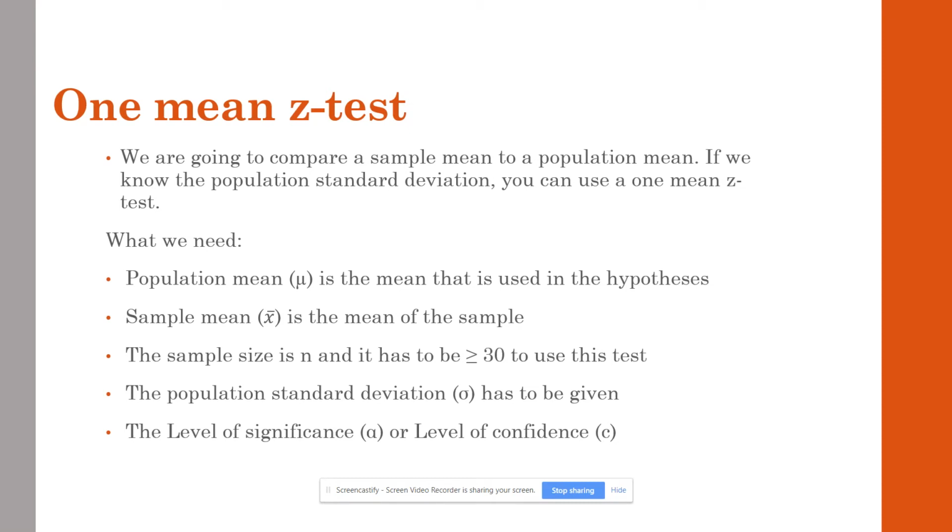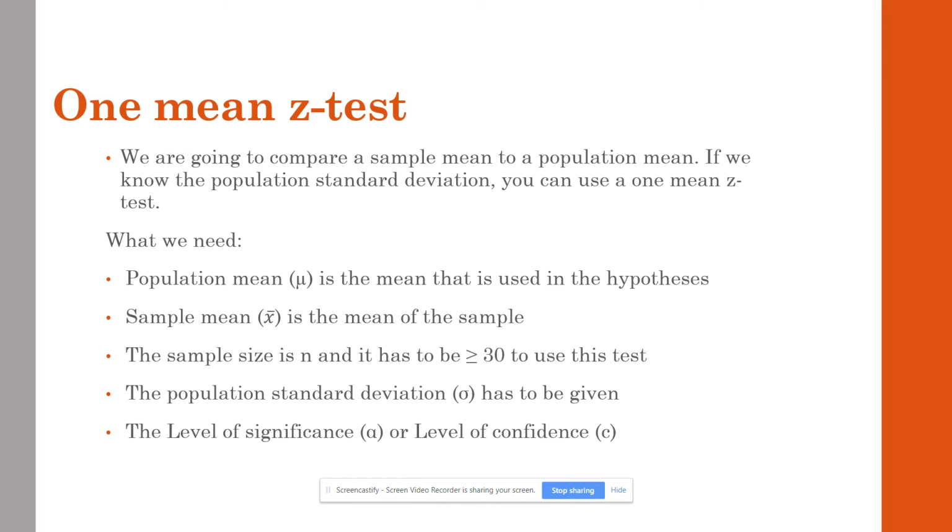So we're going to talk about one mean z-test. What we're doing in this is we're comparing a sample mean to a population mean. And if we know the population standard deviation, we can use a one mean z-test. So go back to Unit 2 when you learned about normal distribution and you learned about z-scores. Now we're going to focus on a z-test and we use the normal distribution.